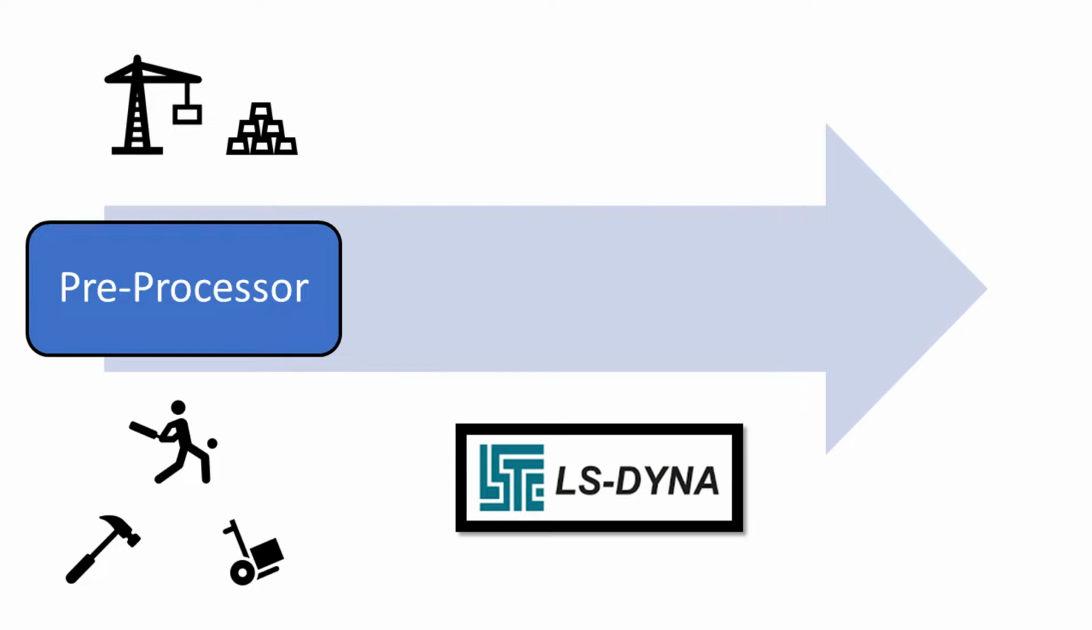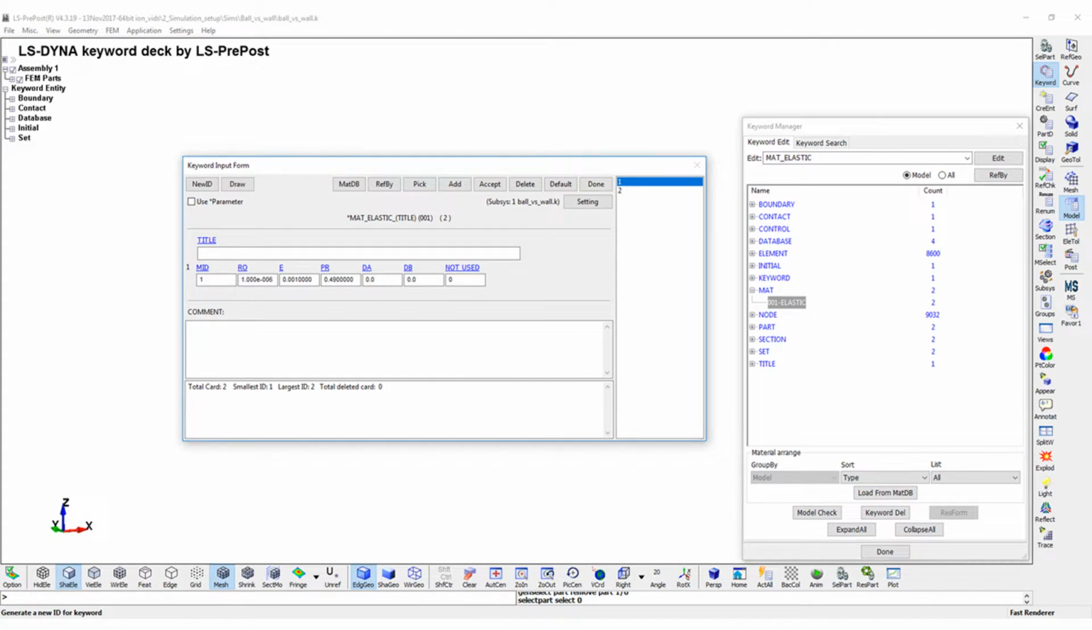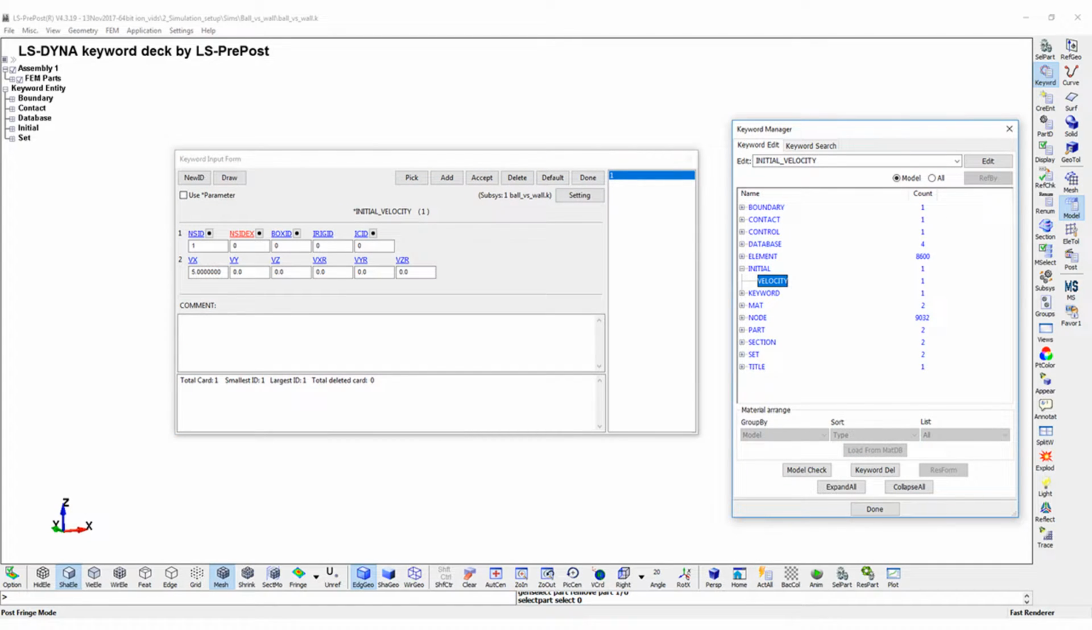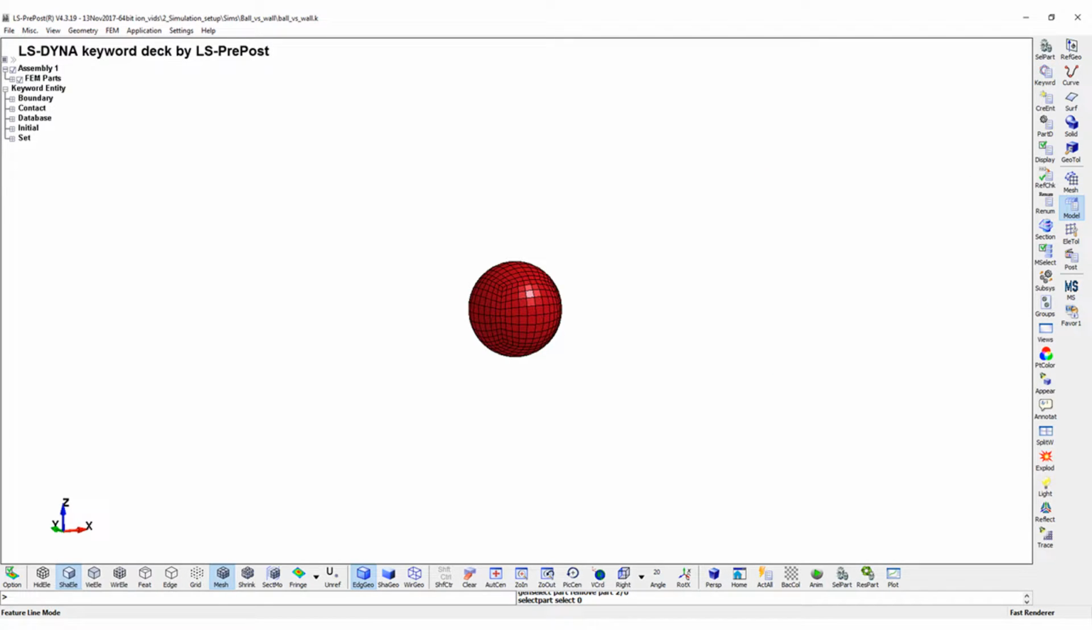The preprocessor for LS-Dyna is LS-PrePost, which acts as both a pre- and post-processor, hence the name PrePost. This is where you can find material properties for your model, prescribe specific motions to different objects, define constraints for the model, or even create physical boundary conditions such as impactors.